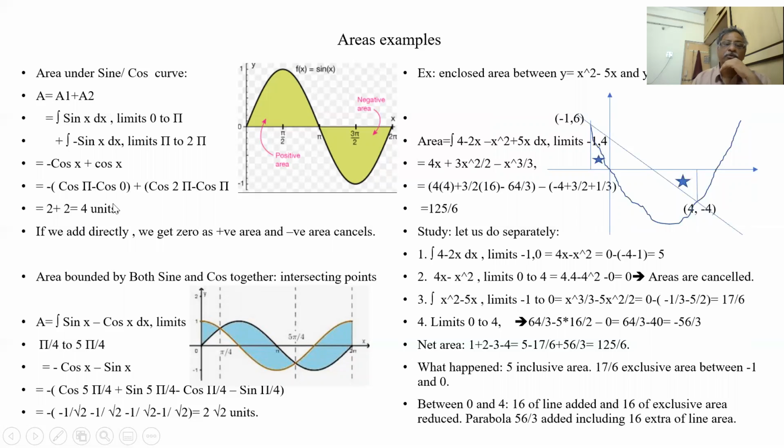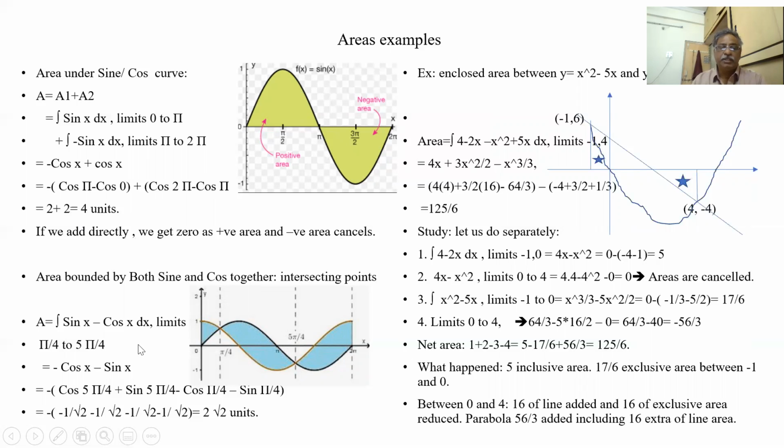So this is mod. We are adding mod here. But otherwise, if we add directly, we get zero as positive and negative areas get cancelled. So what is the area covered by a sine curve between 0 to 2 pi? 0, because they get cancelled. So we take mod of this total area.